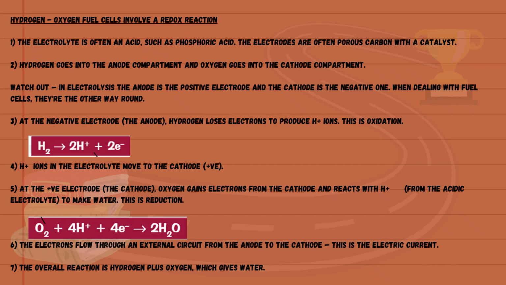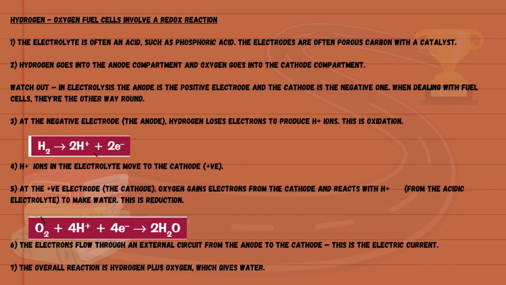Hydrogen-oxygen fuel cells involve a redox reaction. The electrolyte is often an acid, such as phosphoric acid. The electrodes are often porous carbon with a catalyst. Hydrogen goes into the anode compartment and oxygen goes into the cathode compartment.